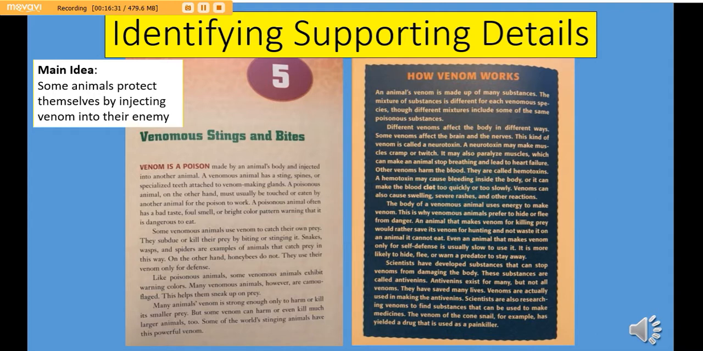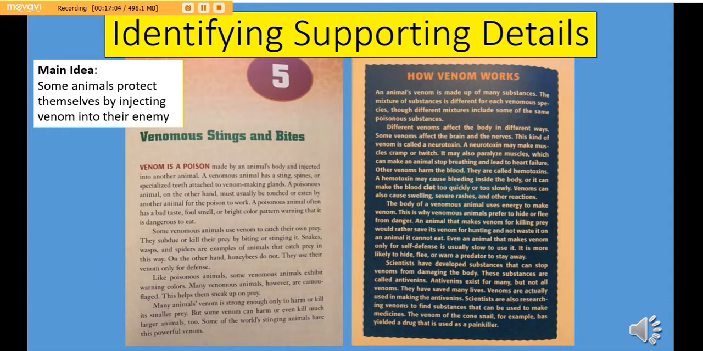The body of a venomous animal uses energy to make venom. This is why venomous animals prefer to hide or flee from danger. An animal that makes venom for killing prey would rather save its venom for hunting and not waste it on an animal it cannot eat. Even an animal that makes venom only for self-defense is usually slow to use it. It is more likely to hide, flee, or warn a predator to stay away.